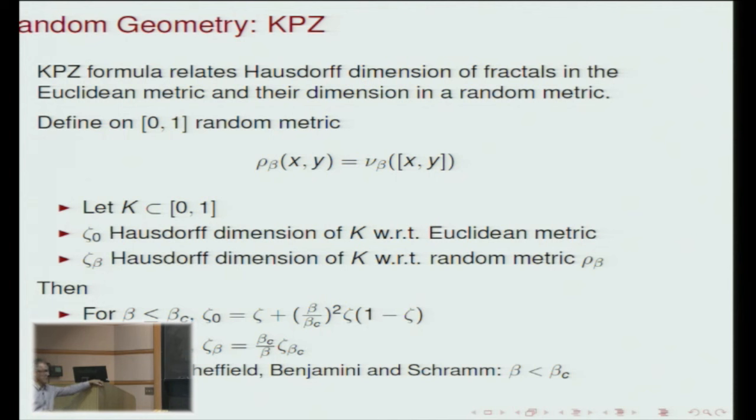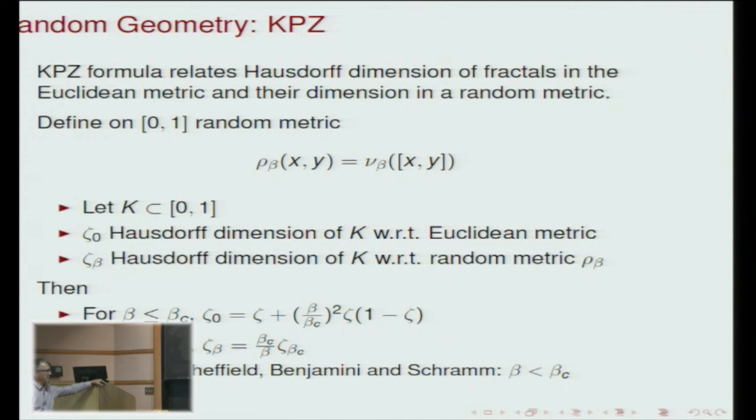So you look at this random measure. Let's be in one dimension where things are completely clean. In one dimension, the random measure of course also defines a metric, because just the measure of the interval is a metric. So you can use this metric to compute Hausdorff dimensions. You cover by balls of fixed radius and compute how many balls you need, and you look at how that scales. And then the KPZ relation is the following. You do it with this random metric. You take a compact set. Compute the Hausdorff dimension with the Euclidean metric and with this one. And those are related by a simple formula.